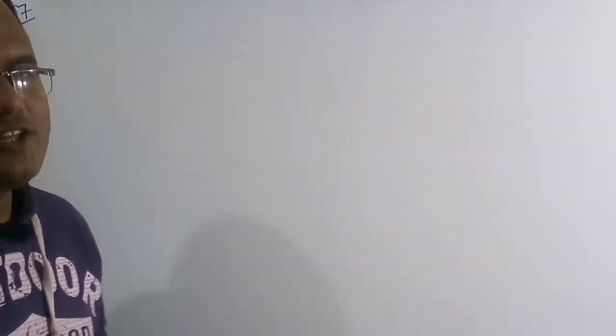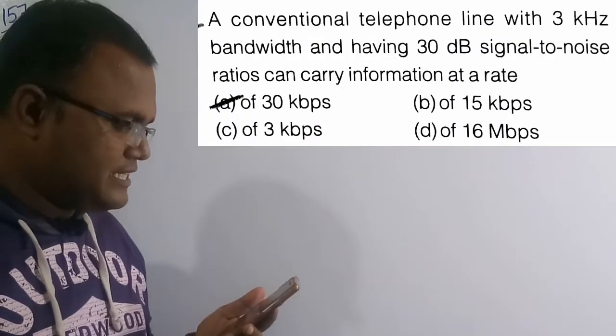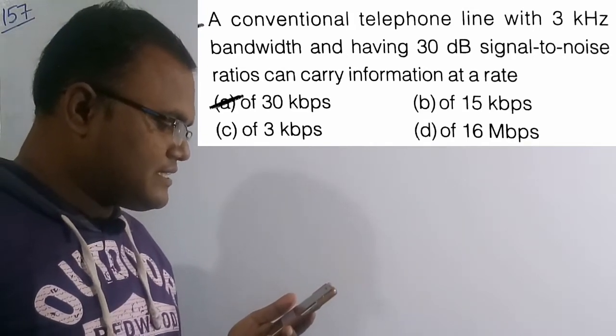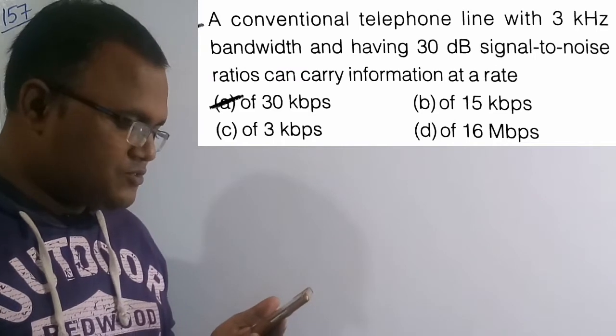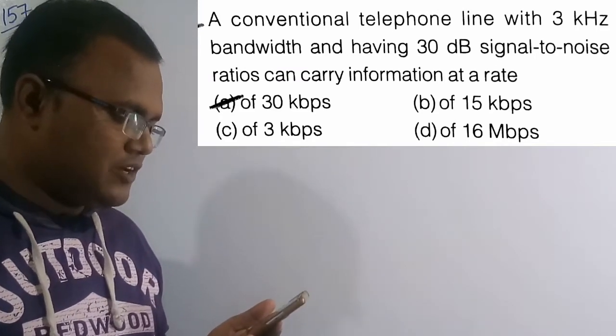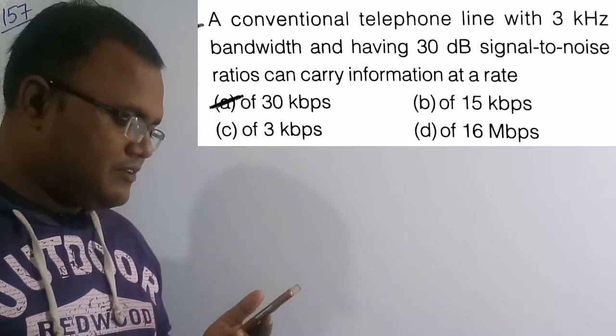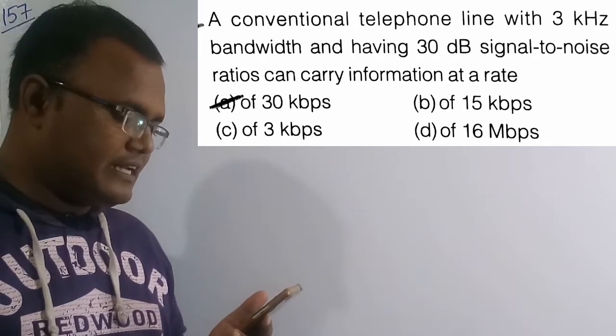Now we are going to solve the 157th question. See the question here: a conventional telephone line with 3 kHz bandwidth and having 30 dB signal to noise ratio can carry information at a rate of? In this question, the bandwidth is given as 3 kHz and the signal to noise ratio is 30 dB, and we have to find the information rate.